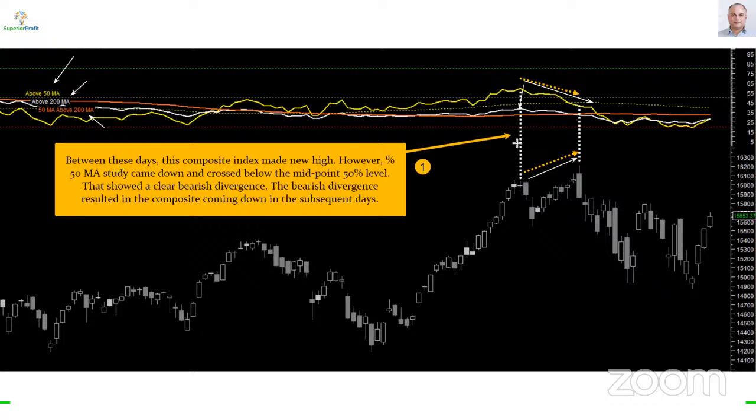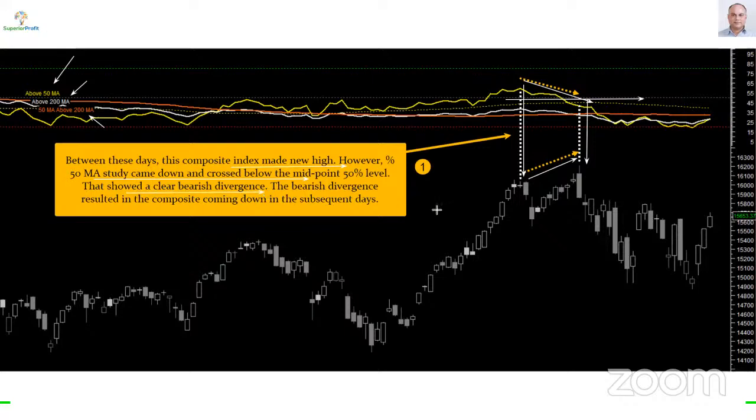Between these 2 days, the composite index made a new high. However, the percentage 50 MA study, and that is the most sensitive one, came down and closed below the midpoint 50% level. That's another way to use it. 50% is the midpoint, this gray line. So it had a tilting down. It also came below the midpoint, neutral point, and showed a bearish divergence, exactly what I mentioned.